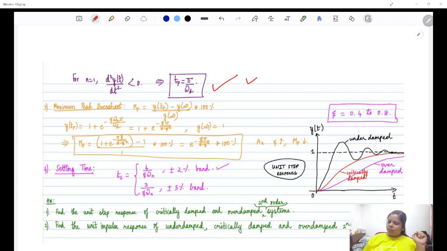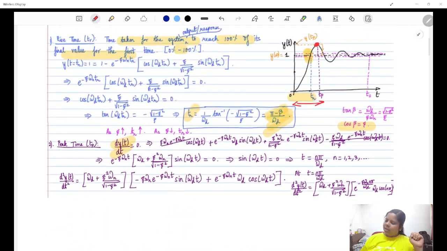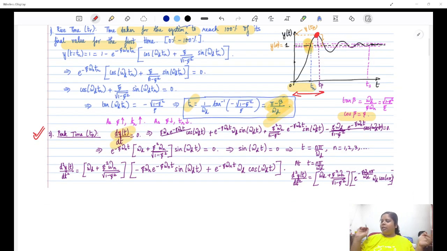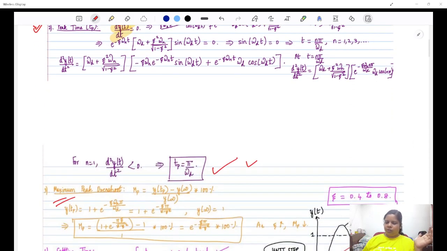After this comes maximum peak overshoot. Maximum peak overshoot means I want to find out the value of the peak over here. That is only possible when you know the time, right? That is why peak time came before. Peak time was dy by dt equal to 0. From there, we want to find out at what value of t this is happening. We achieved this by doing differentiation.